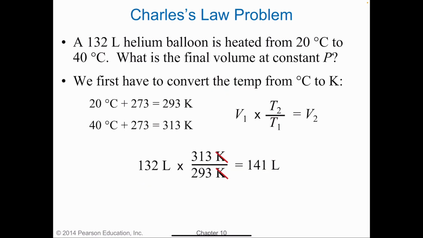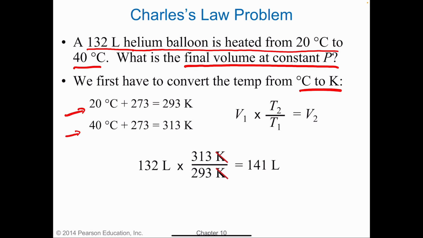So let's do an example. This says a 132 liter, that's pretty big, helium balloon is heated from 20 degrees C to 40 degrees C. What is the final volume assuming constant pressure? Now, one thing that's really, really important with any problem involving gases is you must convert to Kelvin. It is essential you remember that. The temperatures, 20 degrees and 40 degrees, we absolutely have to convert them to Kelvin. I guarantee you will get the wrong answer if you fail to do this.